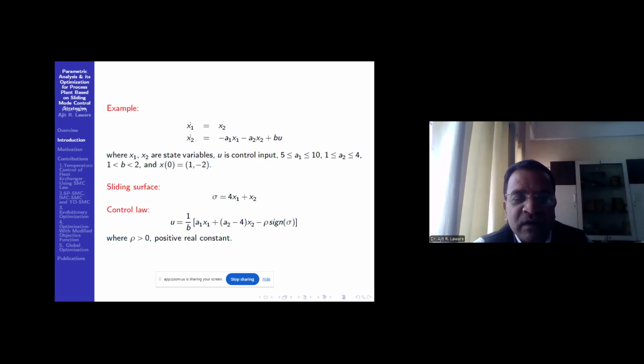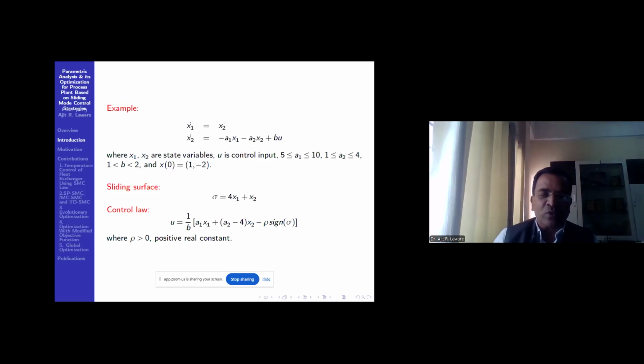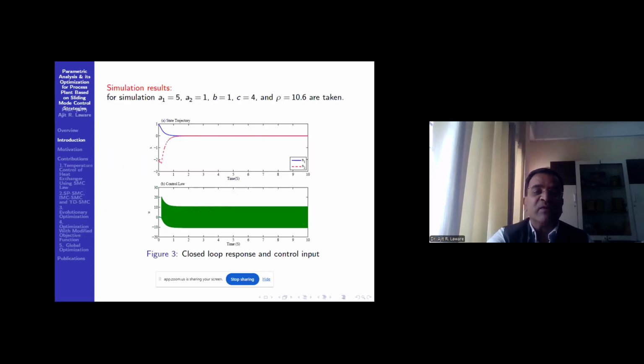So in the control law expression, rho sgn of eta is the discontinuous control, and the part before that, 1 by b times (a1 x1 plus a2 x2 minus 4 x2), is the equivalent control. And the main condition is that rho, the discontinuous gain, should be a positive real number.